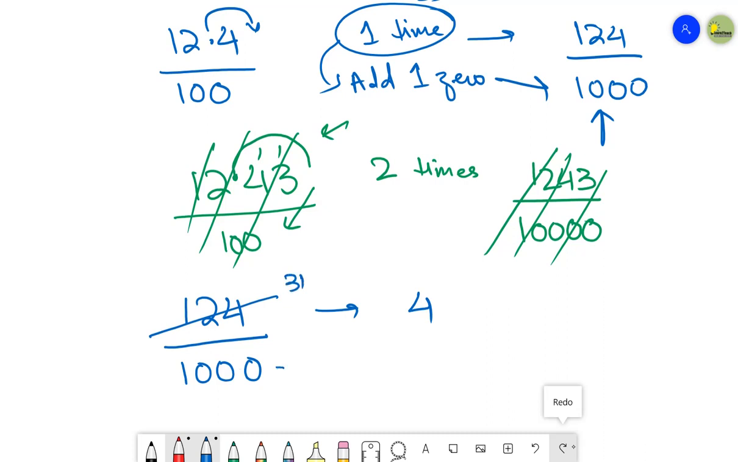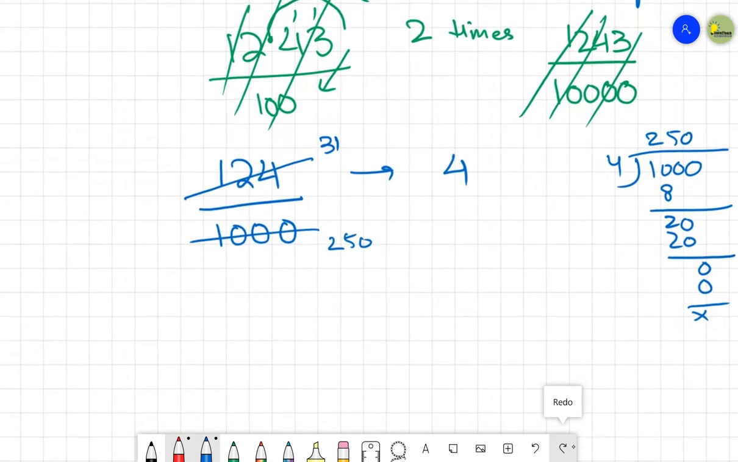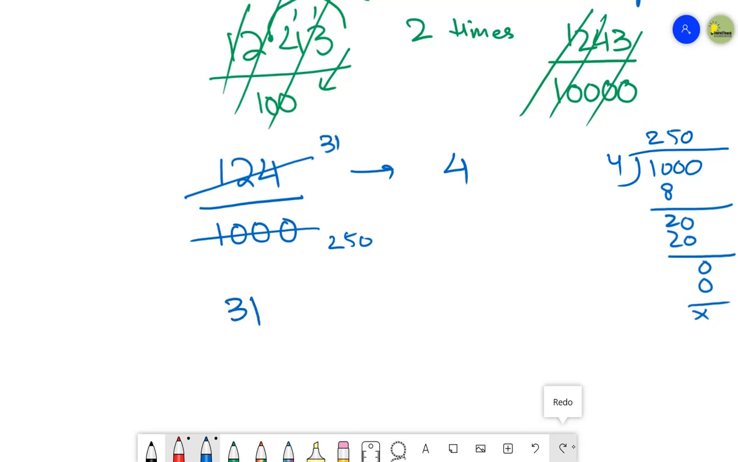Similarly, if I talk about 1000, then divide 1000 by 4. 4 twos are 8, 2 0, 4 fives are 20, and then again this 0, 4 zeros are 0. So it means in the table of 4, 1000 comes 250 times. Or you can say that 4 multiplied by 250 is 1000. So in this way, your answer is going to be 31 divided by 250. Since 31 is a prime number, so you cannot further cancel this particular fraction, right? You have to write it like this.